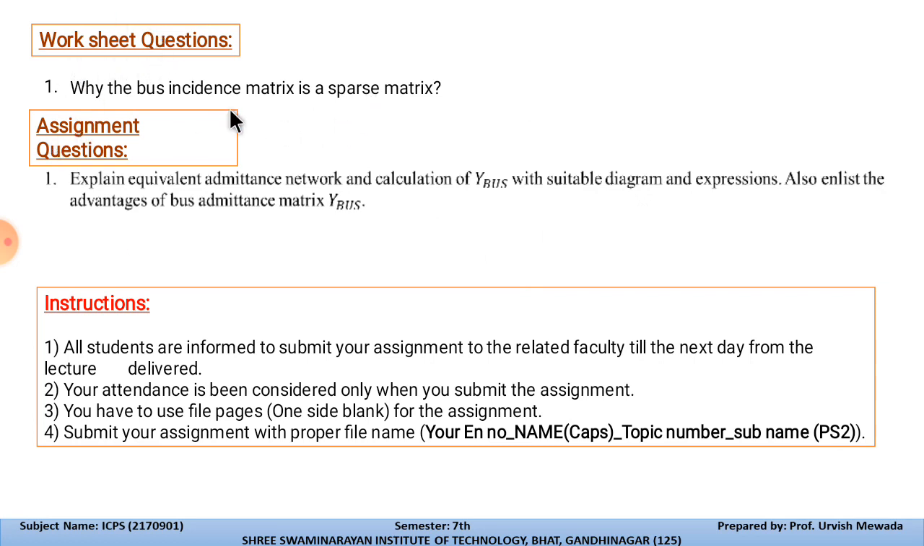The first question is why the incidence matrix is a sparse matrix. This is the most important question. And the assignment question after this topic is: explain the equivalent admittance network and calculation of Y bus with suitable diagram and expression, and also list the advantages of the bus admittance matrix Y bus. Related instructions are written below the assignment question and worksheet questions, so please read them carefully.